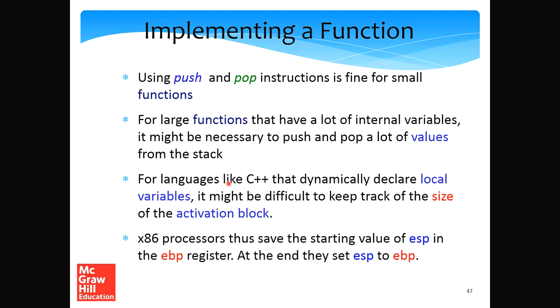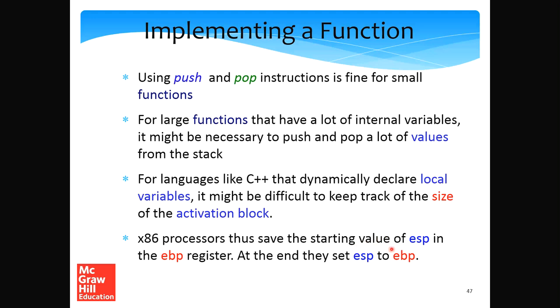So x86 processors have a mechanism of doing this. This is where we use the EBP register. So we save the starting value of ESP. Whenever we enter a function, the value of the stack pointer is called the starting value.